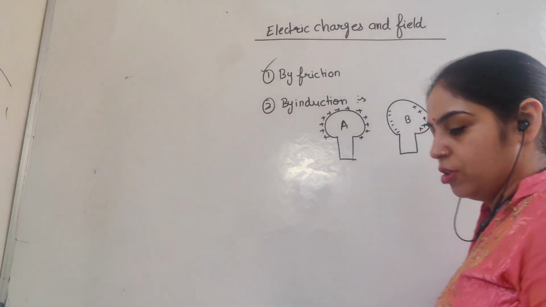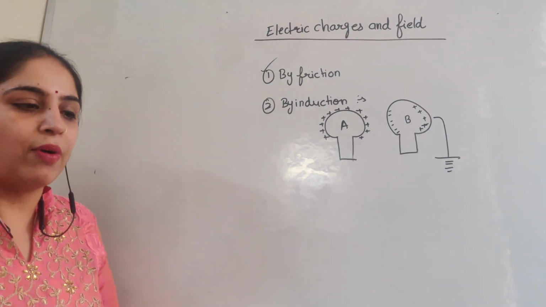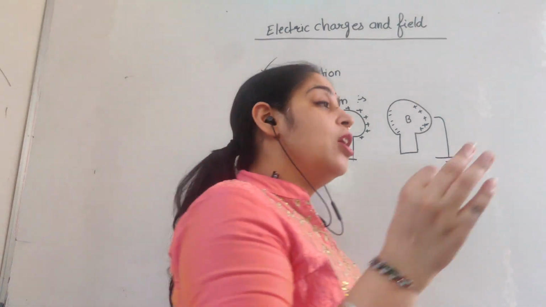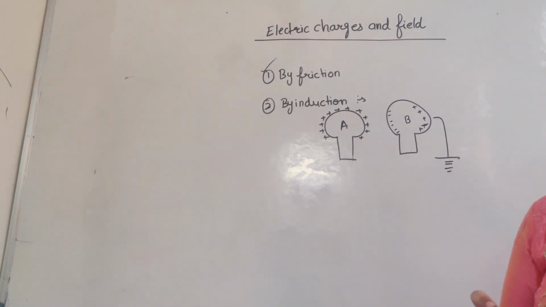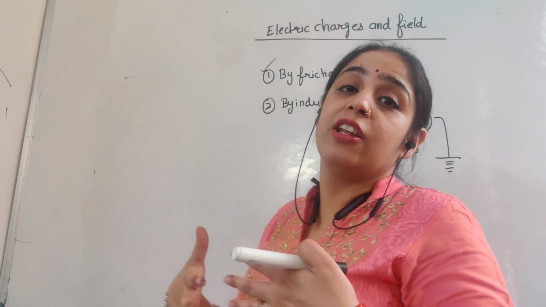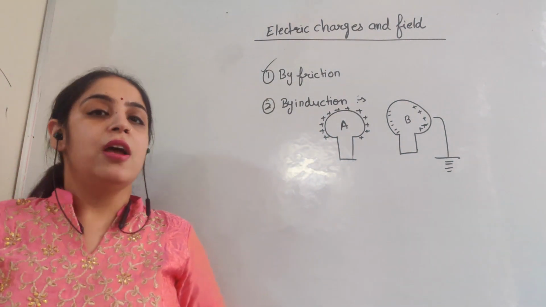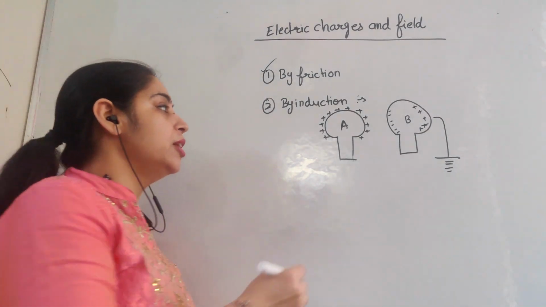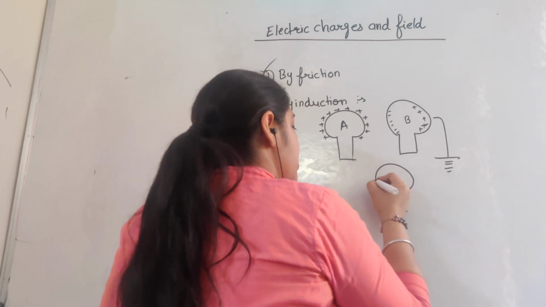What is earthing actually? Earthing is connecting a conductor to the earth by keeping one small wire and placing it to the earth. That is earthing. Now, earth is a conductor with infinite capacity. Earth की जो capacity है वो infinite है. That means that it can give you an infinite number of charges and it can also take in an infinite number of charges. So this positive charge will go into the earth and your conductor B will acquire negative charge.